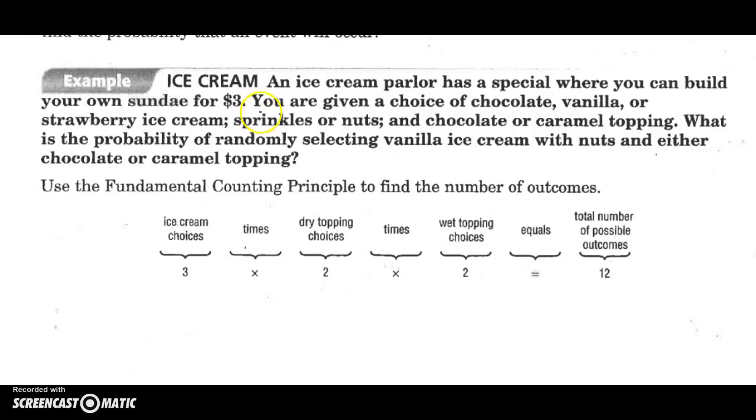sundae for $3. Excuse me, that's my dog wanting a drink of water. Hold on. Okay, where was I?